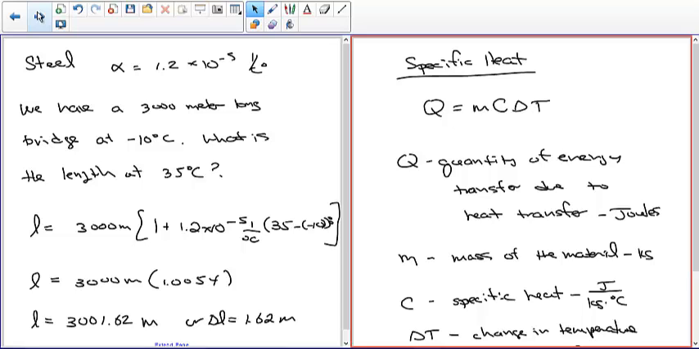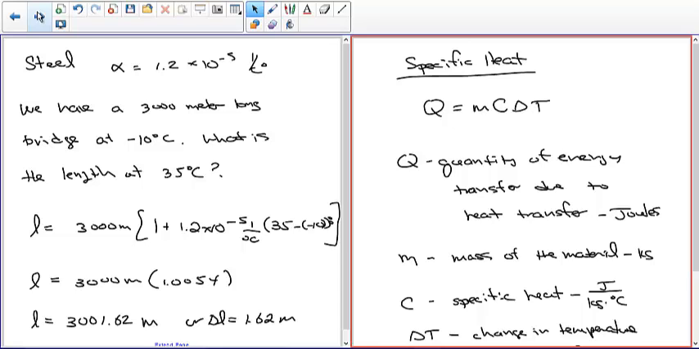So Q is the quantity of energy transfer due to heat transfer. And that has units of joules. Remember, joules is also the unit of work, because they're equivalent to each other in some ways. If you take a paddle and you do 1 joule of work churning up that water, you should be able to see the fluid temperature increase proportionally to how much work is done on it. M is the mass in kilograms, C is the specific heat, which has units of joules per kilogram degree C, and delta T is the change in temperature.